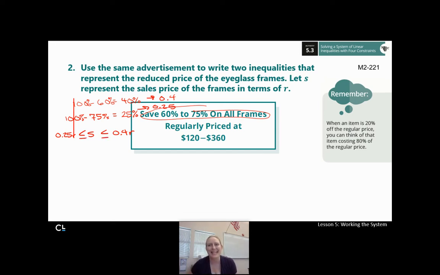Look at that. This is an and situation again. Our sale price is going to be greater than or equal to 0.25 of the regular price, and that sale price is going to be less than or equal to 0.4 times the regular price. And lo and behold, people, we have not 2 inequalities, we have 4.